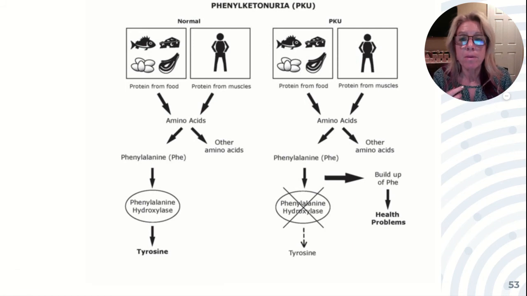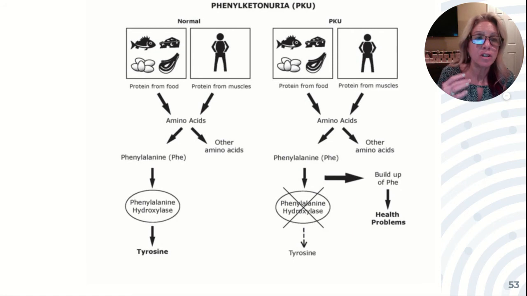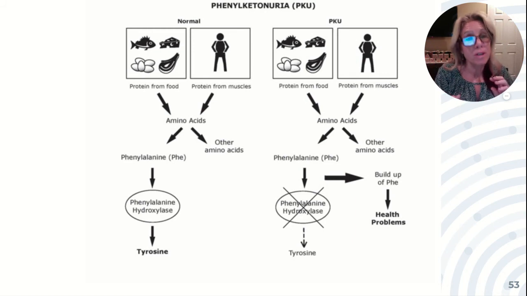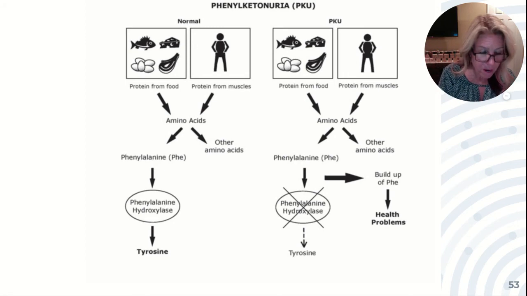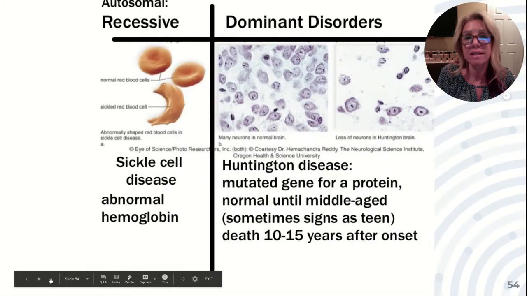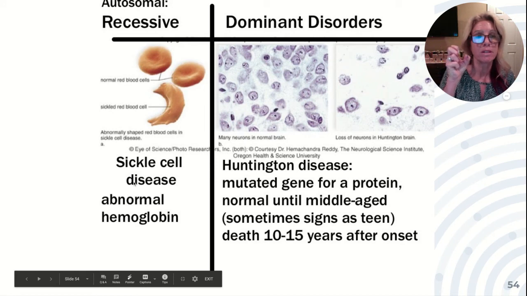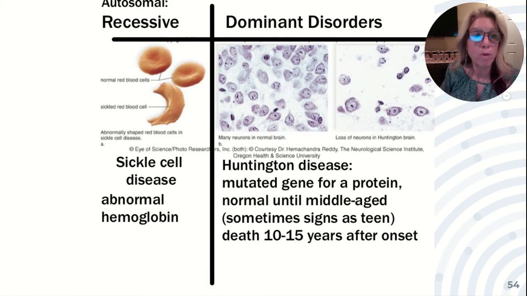PKU is another one, and this is one where you don't have the ability to digest phenylalanine, and so that can cause problems. The way they resolve that is, if babies get tested and they have PKU, they won't feed them food that has phenylalanine. So by altering their environment, you alter the expression of the gene, and we'll be talking about that a little bit later as well. Okay, so PKU, and then another one is sickle cell disease, and this is where your red blood cells sickle, because you have abnormally shaped hemoglobin, and that's just due to a point mutation, one wrong amino acid.